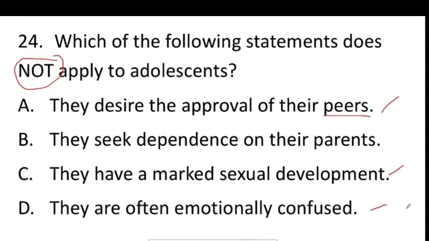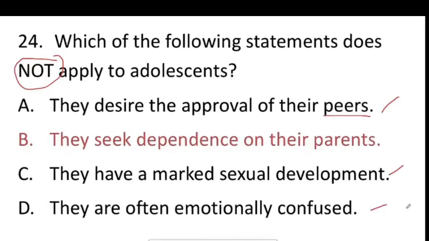The correct answer for this one would be letter B. They seek dependence on their parents. Pag teenager ka, gusto mo lang lagi nasa labas ka ng bahay, di ba? Ayaw mong nakikita kang kasama mo yung parents mo. When you were younger, you would go to the church together with your parents. But when you become a teenager, gusto mo kasama mo na lagi yung mga barkada mo, no?